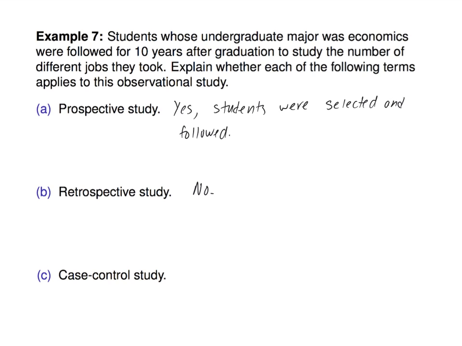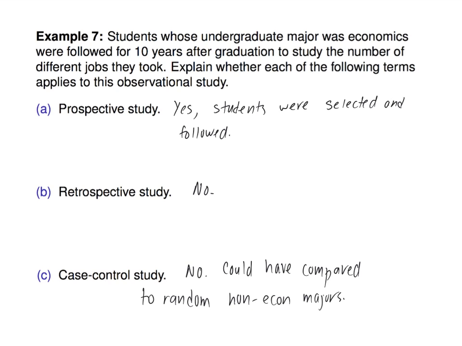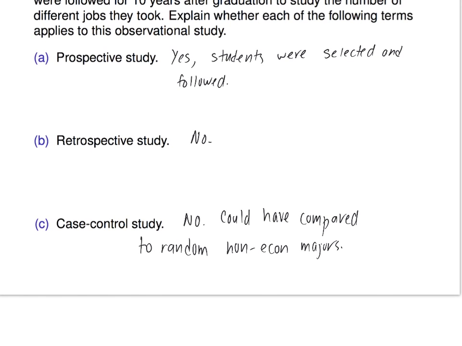Case control, were they compared to anybody? No. To do this, they could have compared to random non-econ majors. Does that idea make sense? Yeah. They could be your controls. And in that case, you wouldn't pick a specific group, you'd pick a random sampling of all sorts of different groups. And the proposition might be that, oh, people that major in economics can stay in fewer jobs because they have good skills. Maybe. Or maybe they switch more because they have options. I don't know.